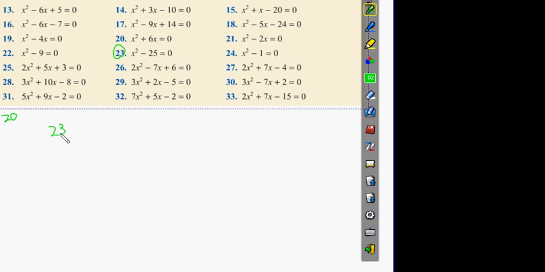Now number 23. Can anybody describe, David, how do you do this one here? X squared minus 5 squared. Okay? And what is x squared minus 5 squared? You would have done it today. Not x outside it. It's x plus 5, x minus 5 equals 0.